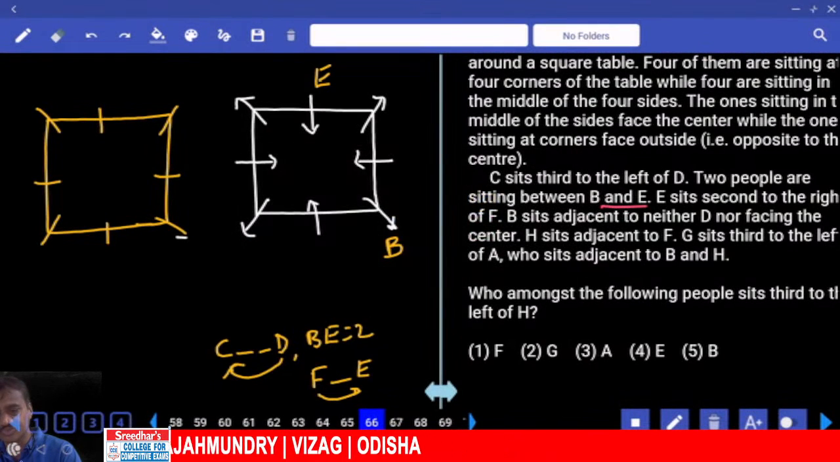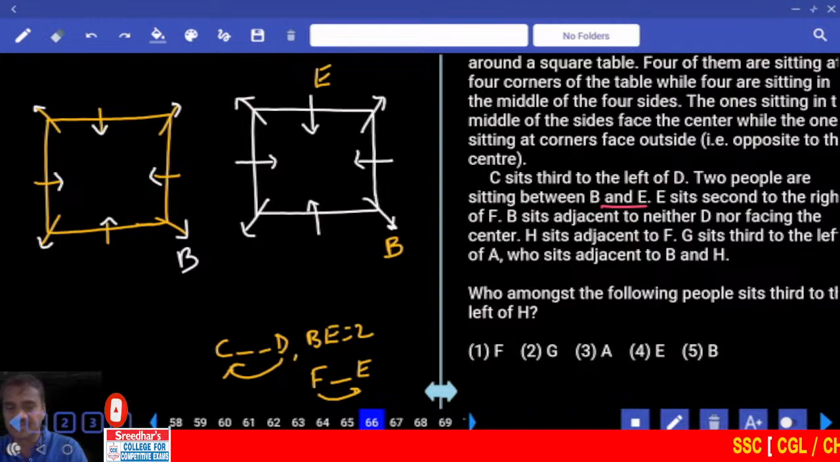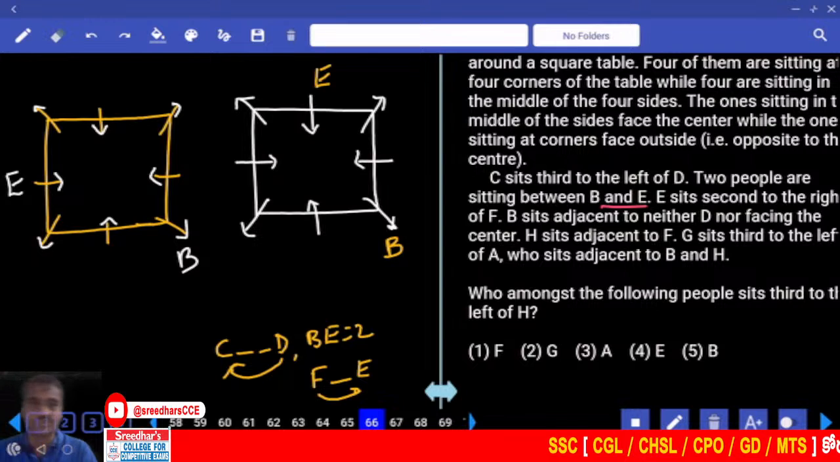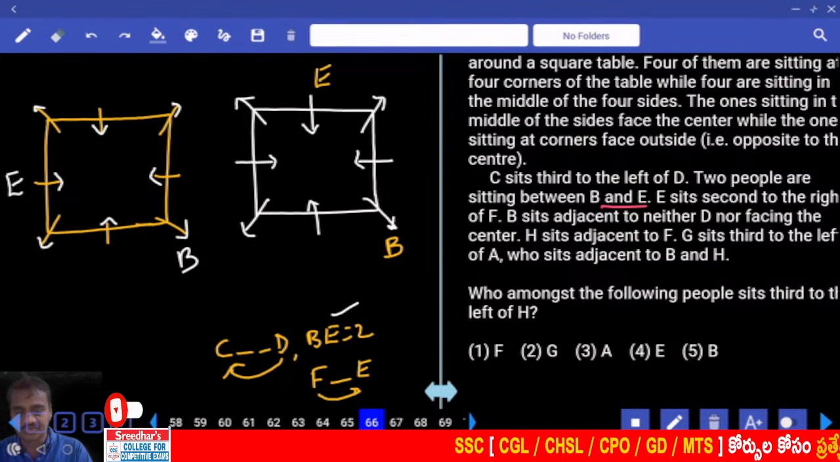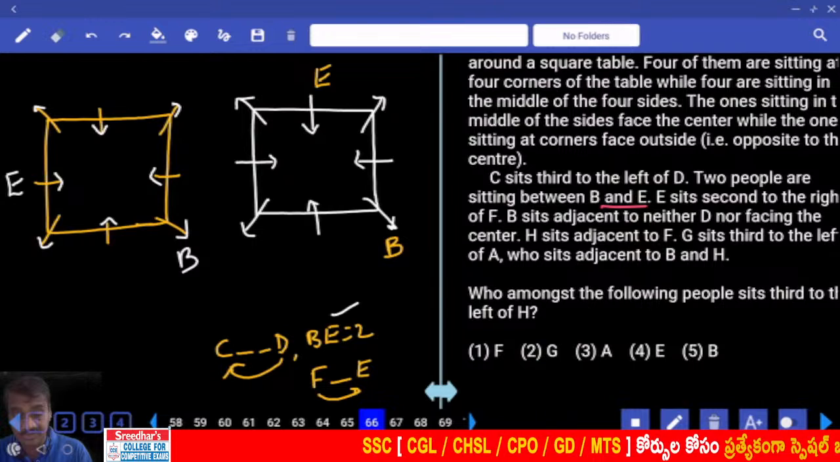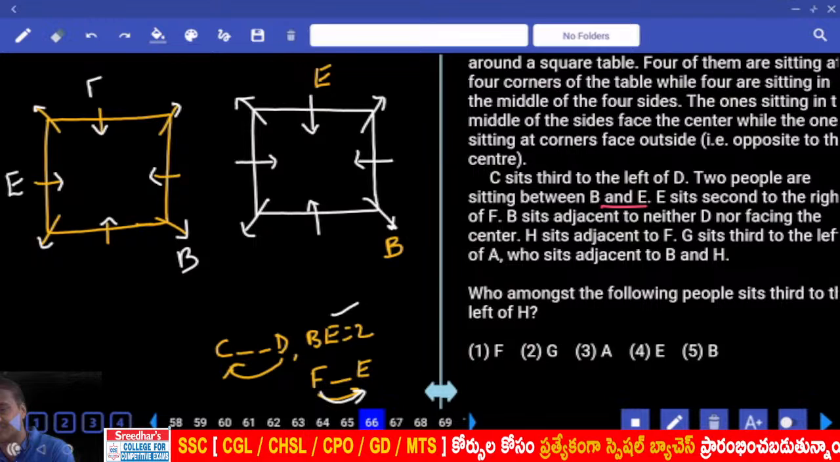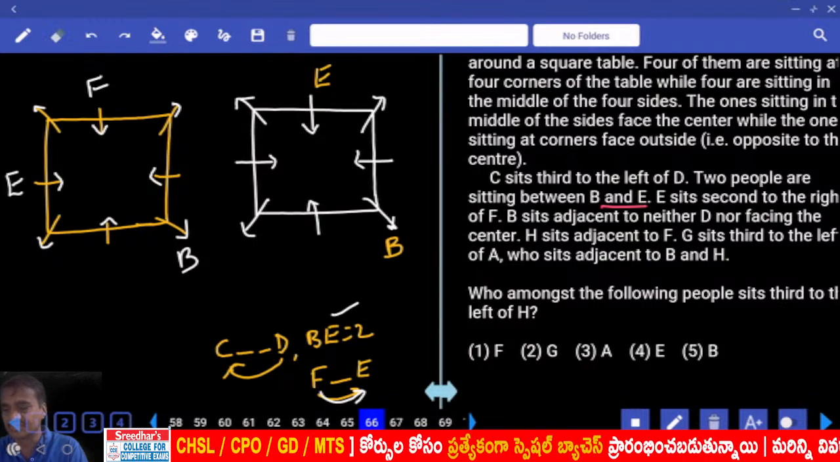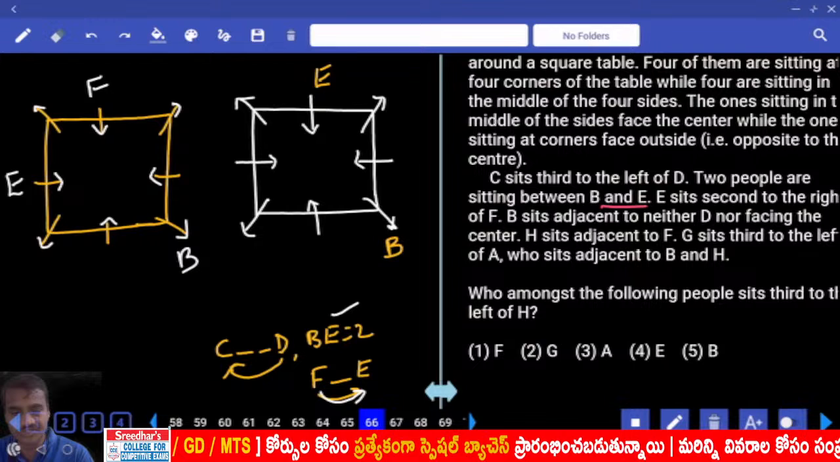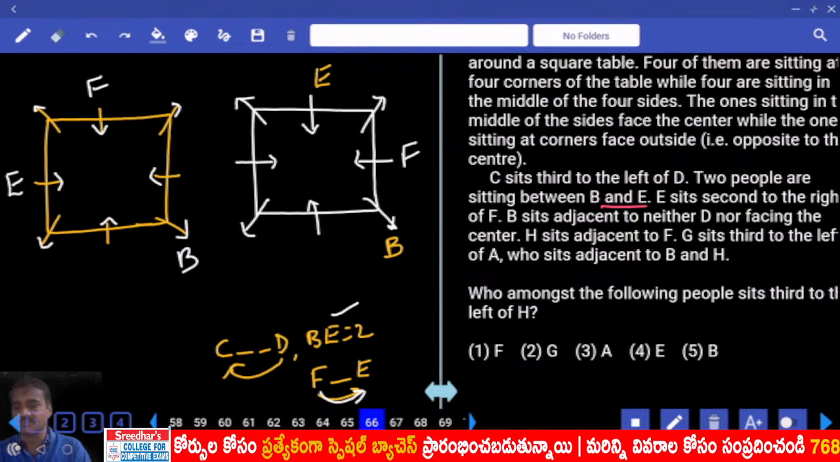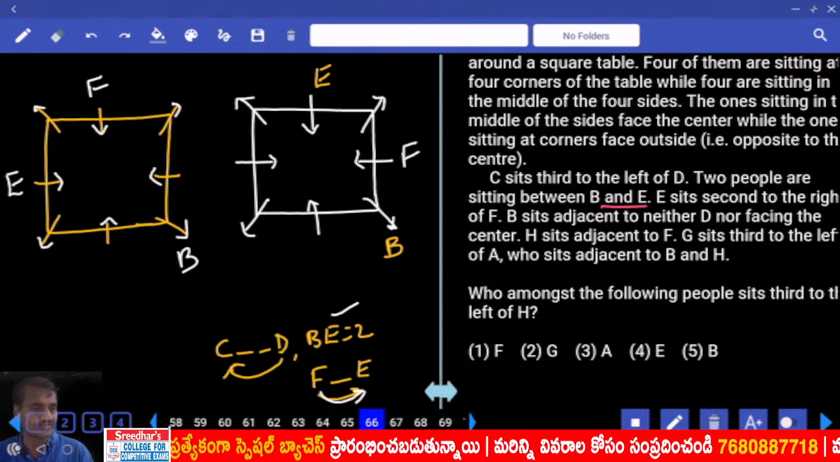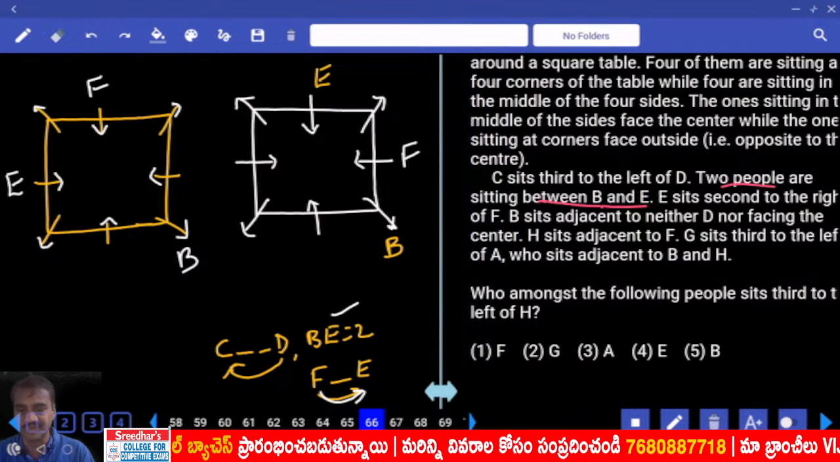Now in this case, persons at the corners are away from the center and persons at the centers are facing towards the center. Now B is here. In the first case, we have taken E to the left-hand side. In the next case, we have taken E to the right-hand side. There are 2 persons between B and E, and E sits second to the right of F. As E is seated second to the right of F, F must be here.